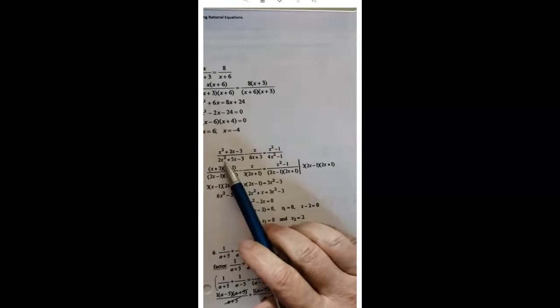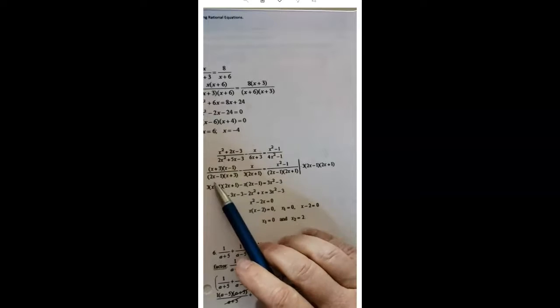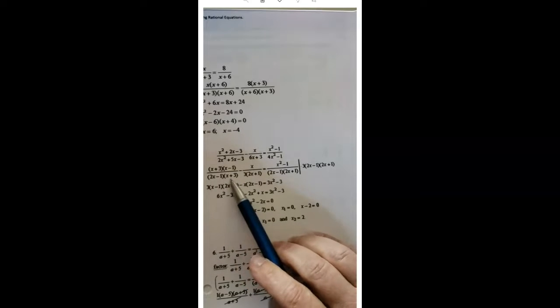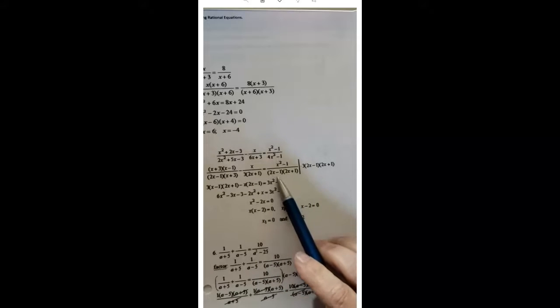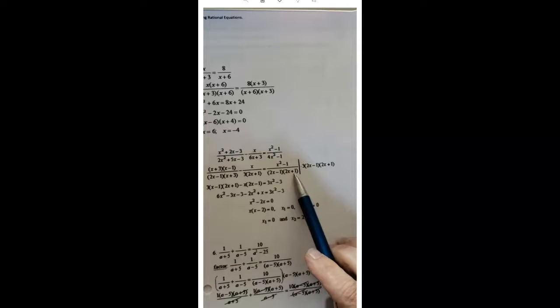Okay. I'll let you see these other problems. These are just example problems that I found. This one factors into 2x minus 1, 3x plus 3. This one factors into 3 times 2x plus 1. And this one factors into 2x plus 1, 2x minus 1.